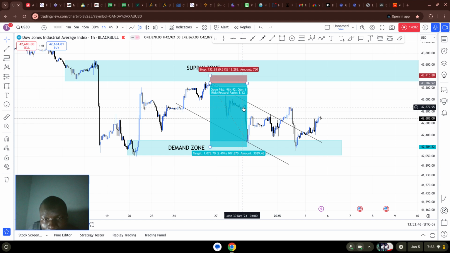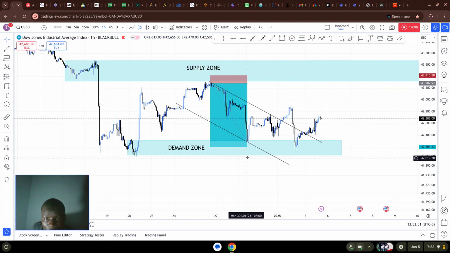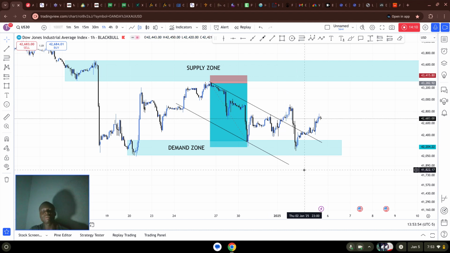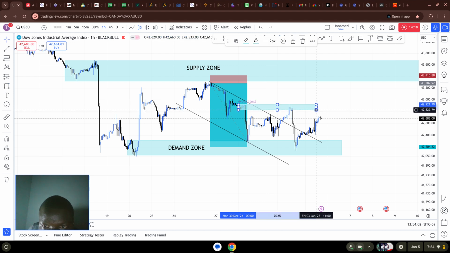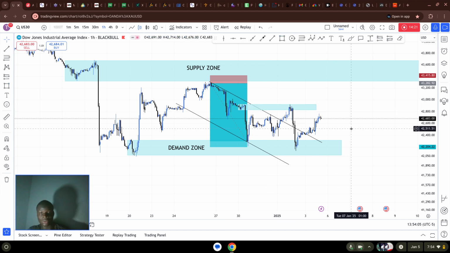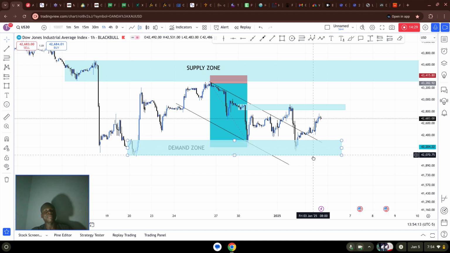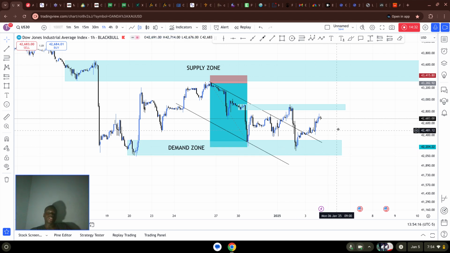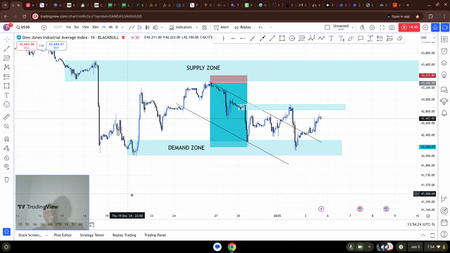You can see there's another supply zone. For sure, when the market reaches this point again, it comes back down. Another supply zone. So what we're waiting for is the market to break out of this. We're currently at the end of the trend. The trend has ended already.